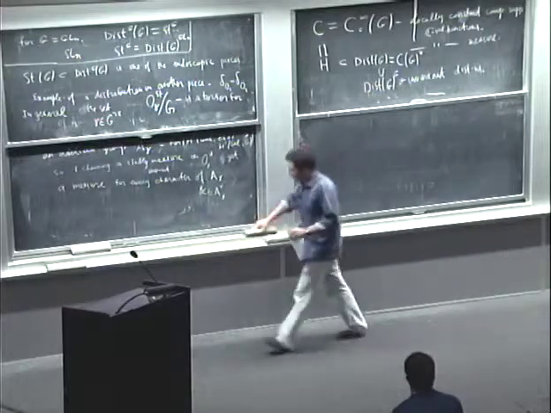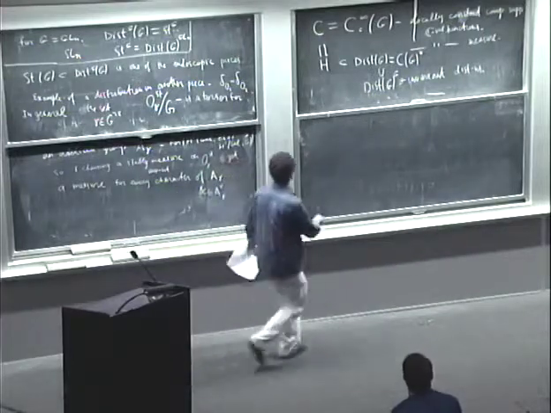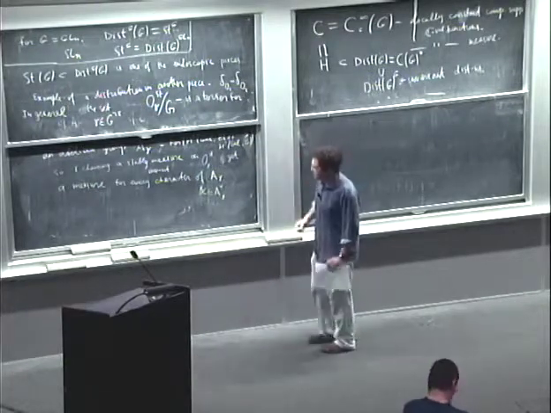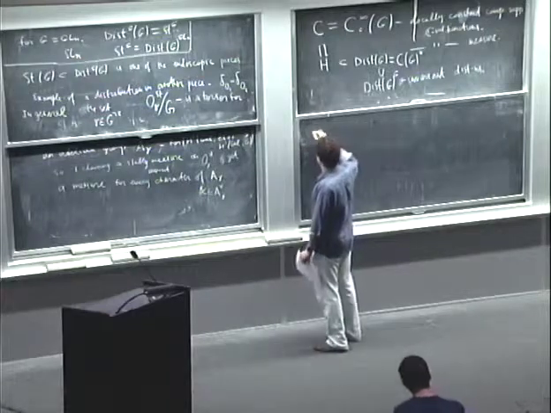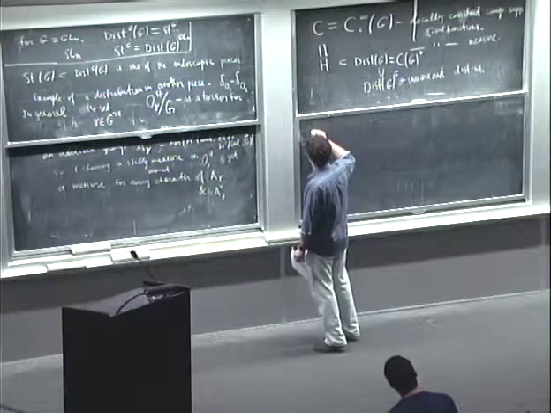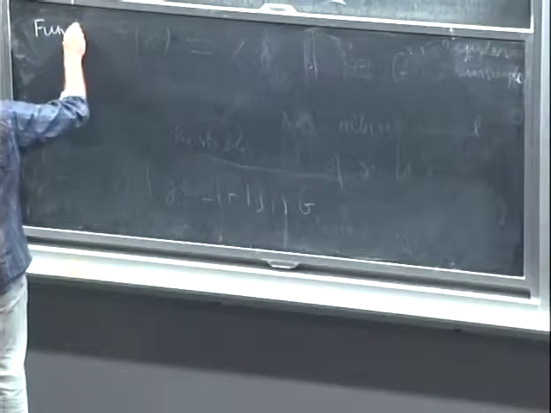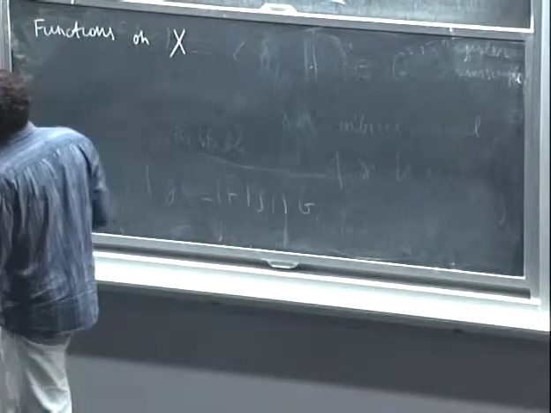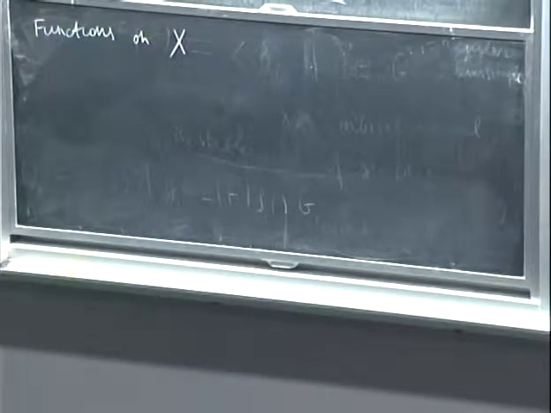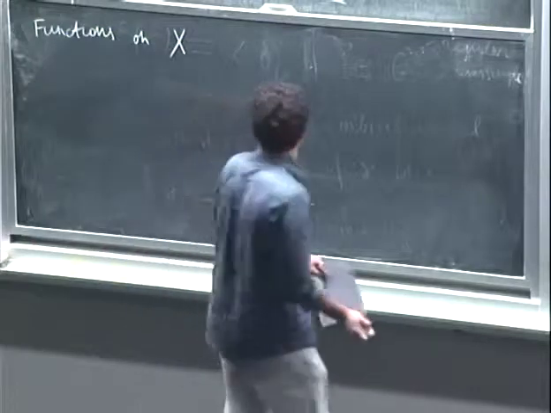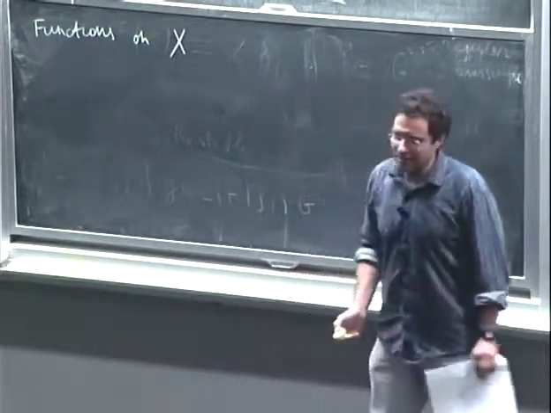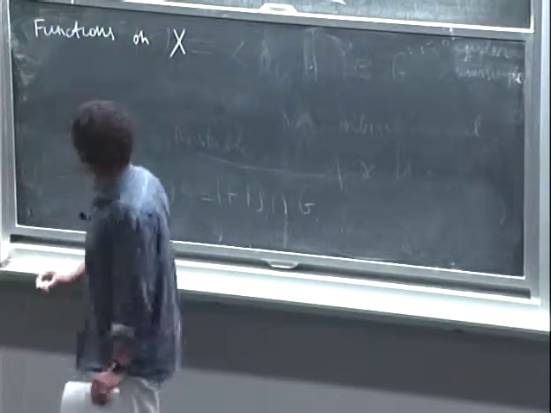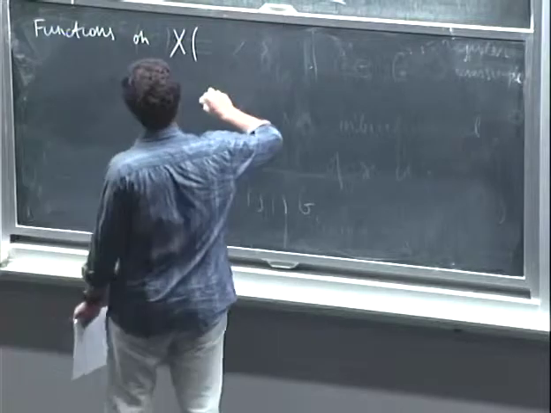the last item in my list of kind of trivial remarks: just where do these functions come from? To motivate what's going to happen next, let me recall that functions on... we started with the local field, but it's easier to construct functions on algebraic varieties related to finite fields. So let's look for a second at this more basic situation.